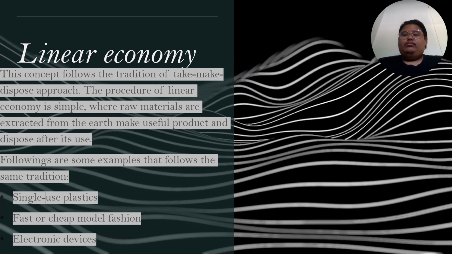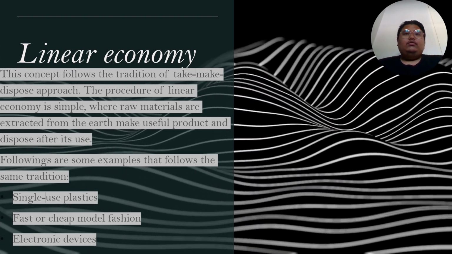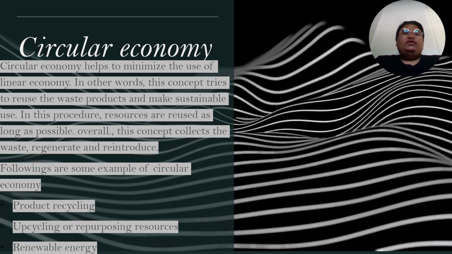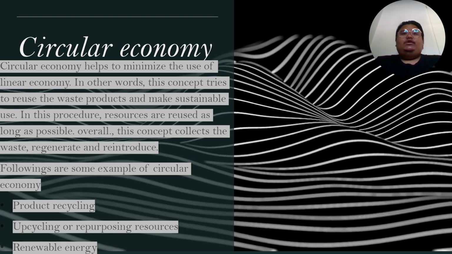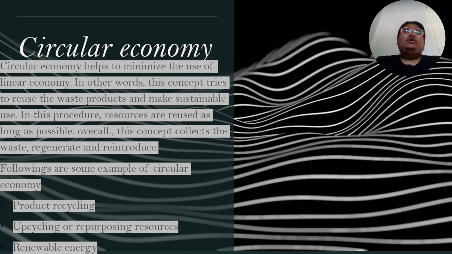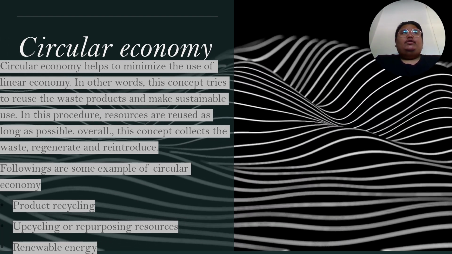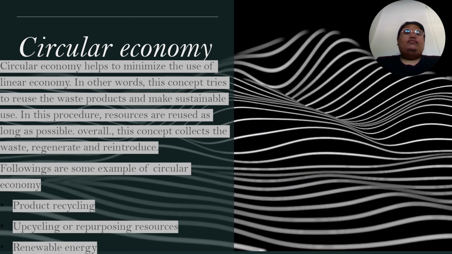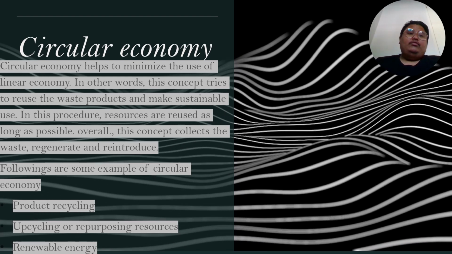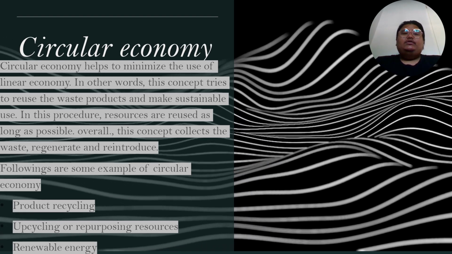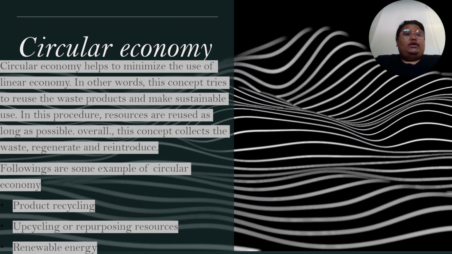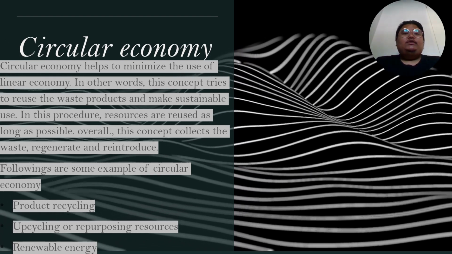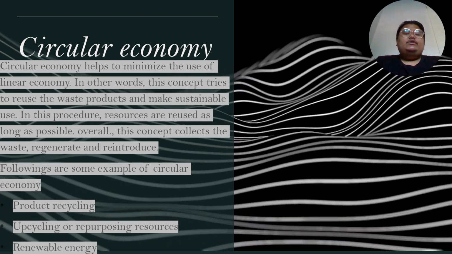Let's talk about the other economy. So, circular economy. Circular economy helps to minimize the use of linear economy. On the other hand, in this concept, we reuse the waste products. If the linear economy uses and throws it away as waste, the circular economy reuses it and makes new products, and from waste materials it makes new products that are reintroduced in different kinds of sectors. In this concept, it collects the waste, regenerates it and reintroduces it in the market.